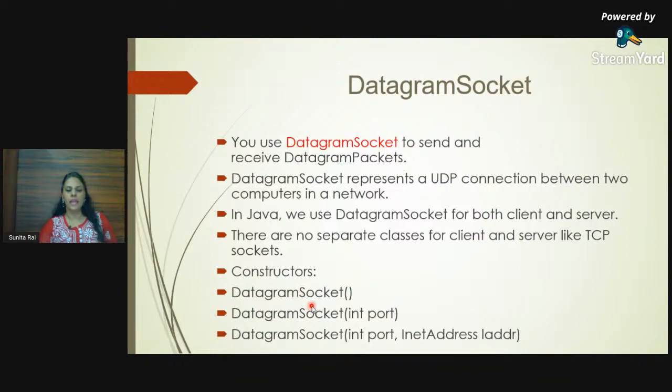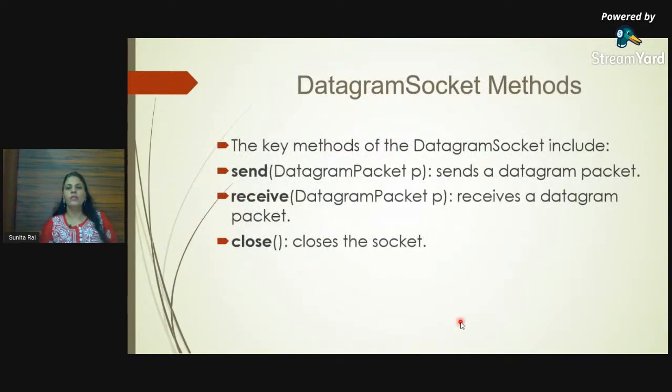तो यहाँ पे मेरे पास क्या है? एक ब्लैंक कंस्ट्रक्टर है, और यहाँ पे एक कंस्ट्रक्टर है जिसको मैंने पोर्ट नंबर दे दिया है, और यहाँ पे एक कंस्ट्रक्टर है जिसपे मैंने पोर्ट नंबर और आईपी एड्रेस असाइन किया. आप इसमें से कोई भी कंस्ट्रक्टर यूज कर सकते हो. ओके, सो डेटाग्राम सॉकेट्स मेथड्स.